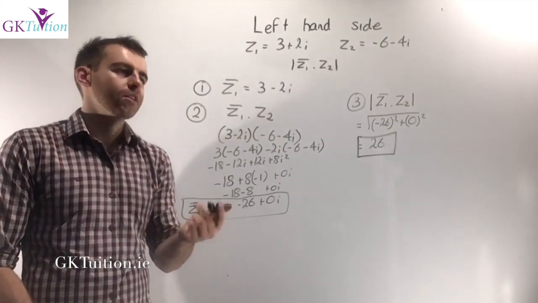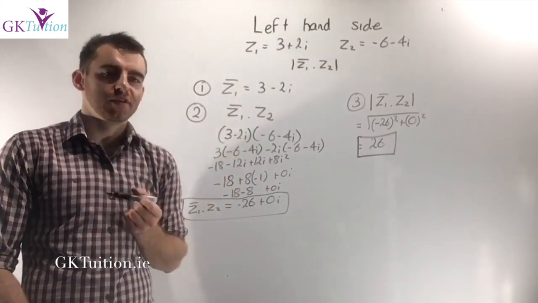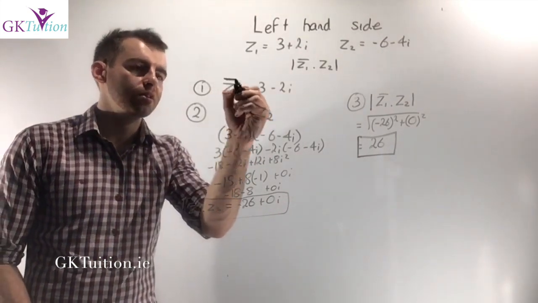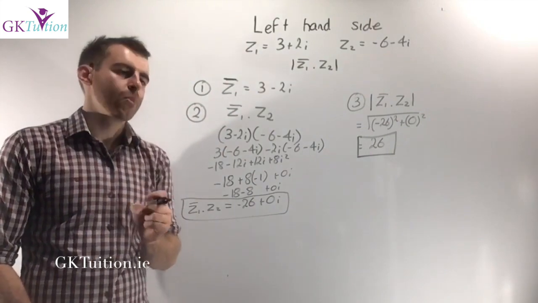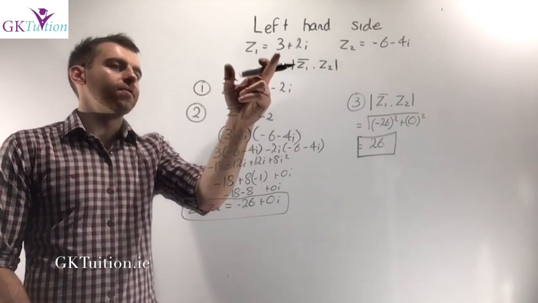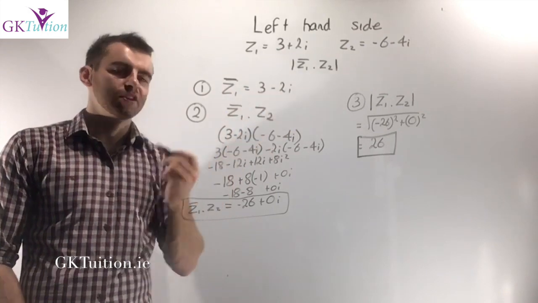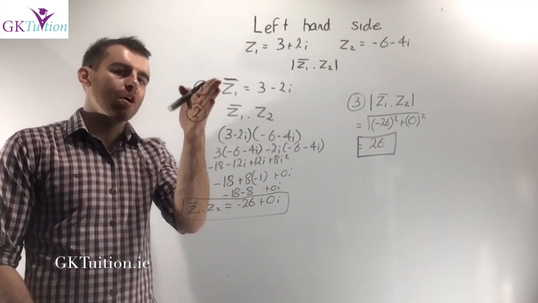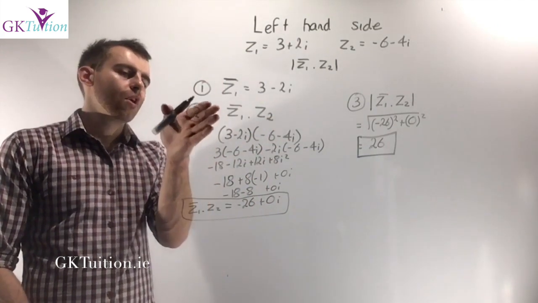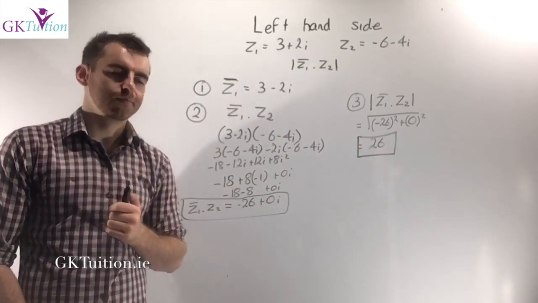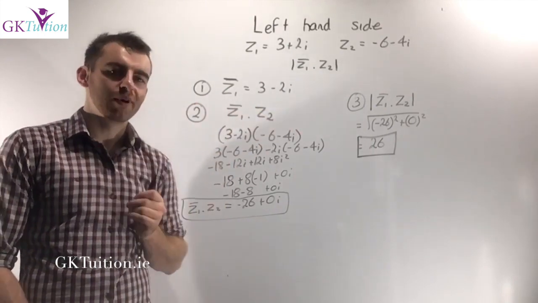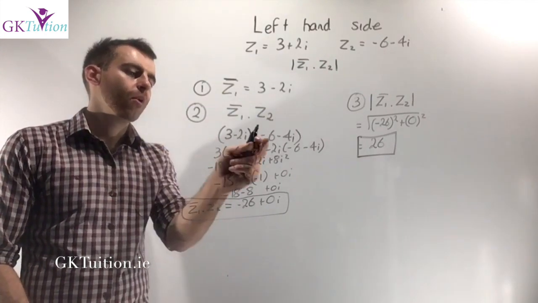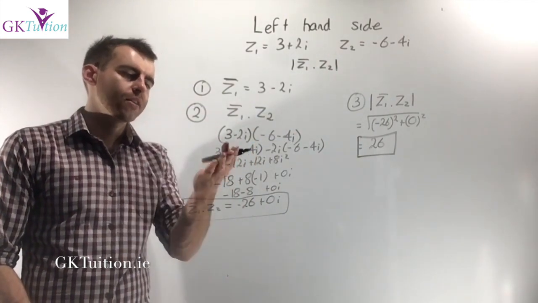The first thing that we need to do is find the conjugate of Z1. If Z1 is 3 plus 2i, remember this horizontal line above Z1 means conjugate. So the conjugate of Z1, if Z1 is 3 plus 2i, you just change the sign in front of the i, so it becomes 3 minus 2i. Now that you know the conjugate of Z1, we can work out what the conjugate of Z1 multiplied by Z2 is. So you're multiplying 3 minus 2i by minus 6 minus 4i. That's just double brackets.